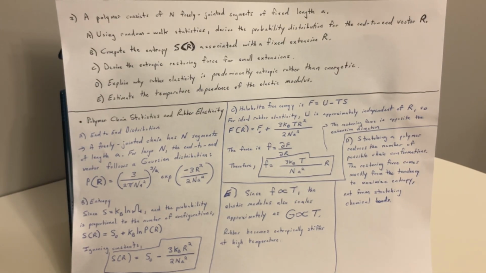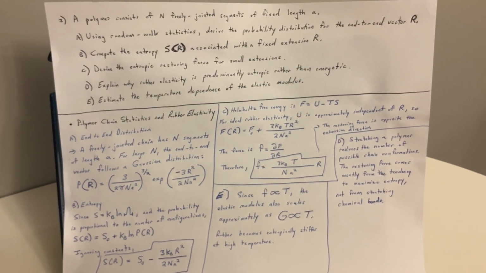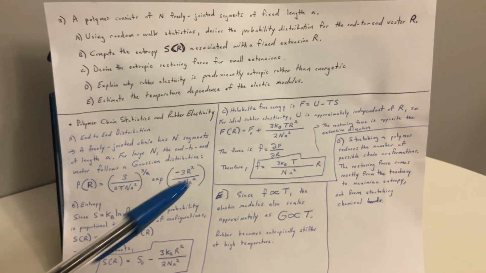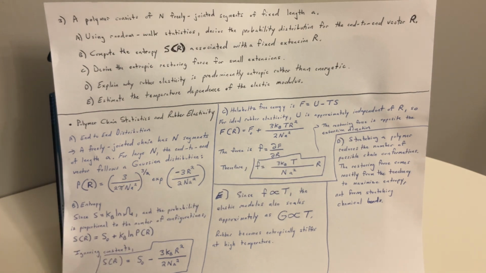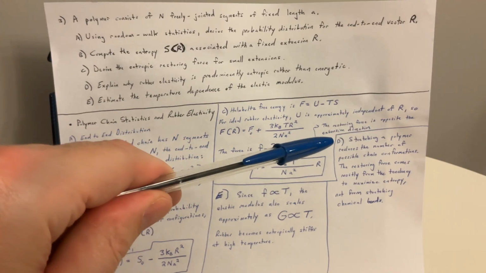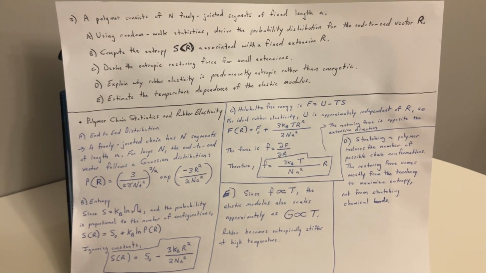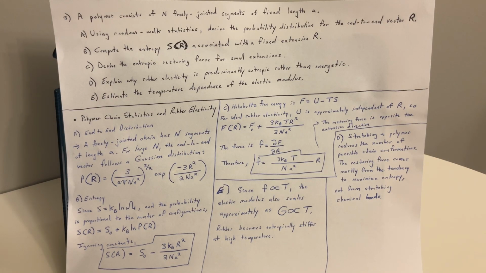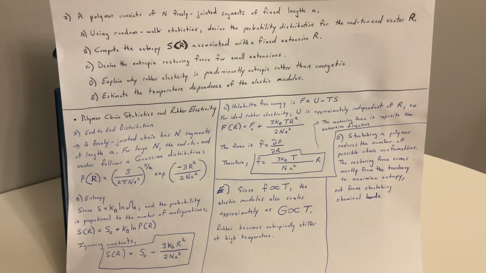So from here, we get the force is f equals dF/dR. And therefore f equals 3 k_B T over N a squared times R. And the restoring force is the opposite of the extension direction. Pardon me for going out of focus.